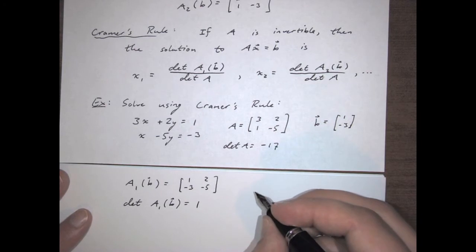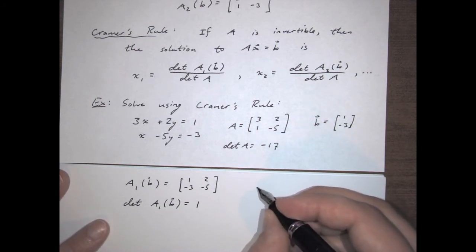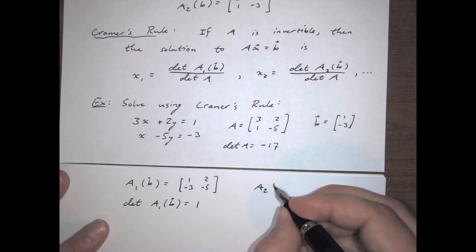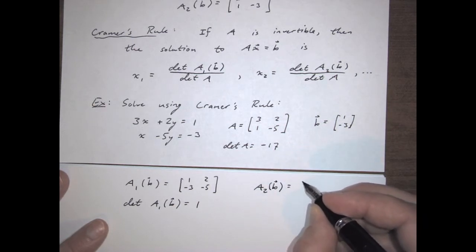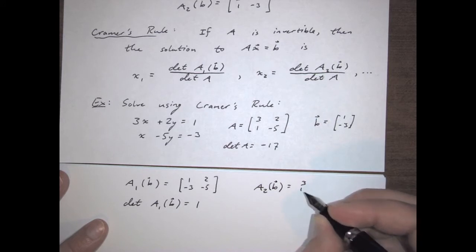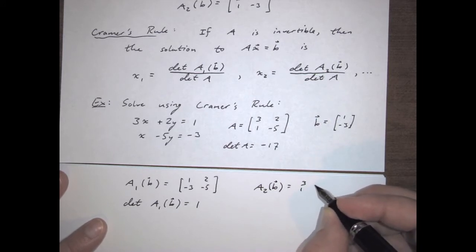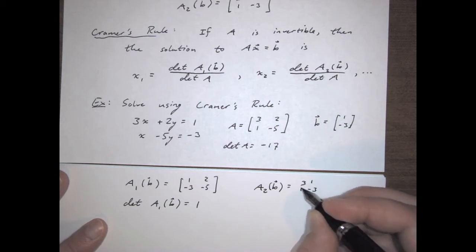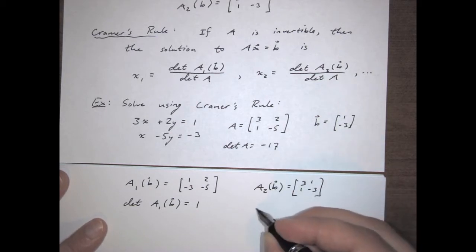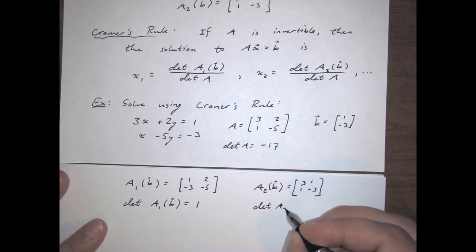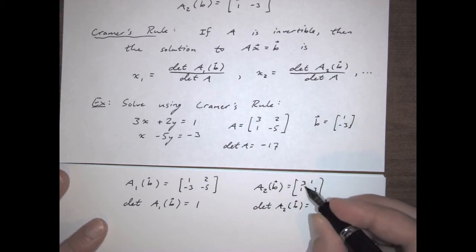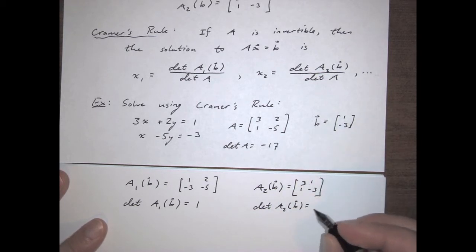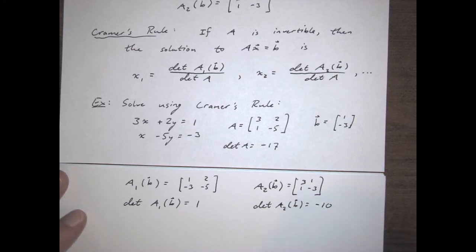And then here we'll have A2 of B, which is 3, 1, and then 1, -3, which then means the determinant of A2 of B. And we just do the usual thing. We get negative 9 minus 1 is negative 10. So then, solution.